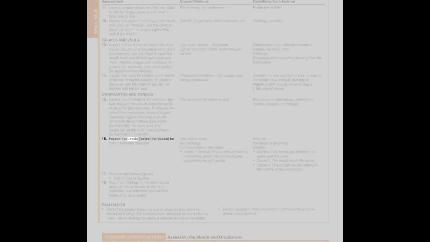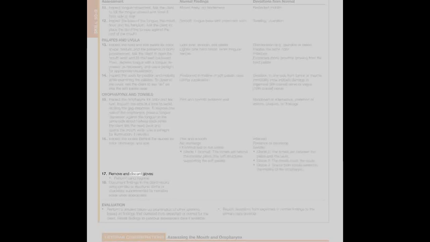16. Inspect the tonsils, behind the fauces, for color, discharge, and size. Pink and smooth, no discharge, of normal size or not visible. Grade 1, normal. The tonsils are behind the tonsillar pillars, the soft structures supporting the soft palate. Inflamed, presence of discharge, swollen. Grade 2, the tonsils are between the pillars and the uvula. Grade 3, the tonsils touch the uvula. Grade 4, one or both tonsils extend to the midline of the oropharynx.